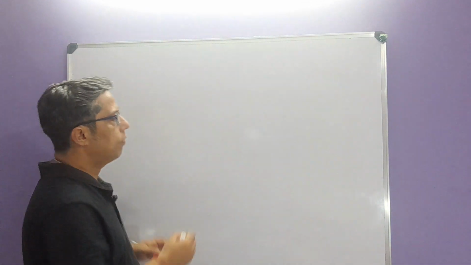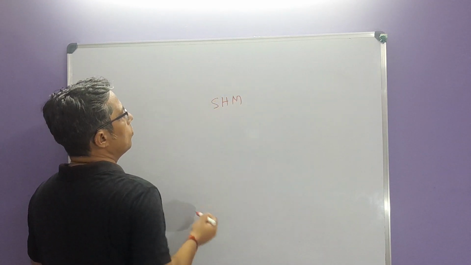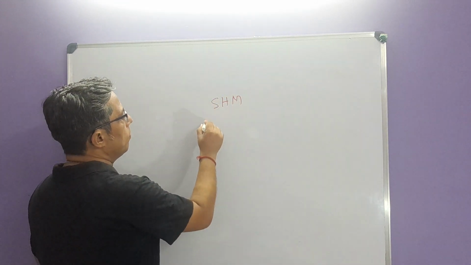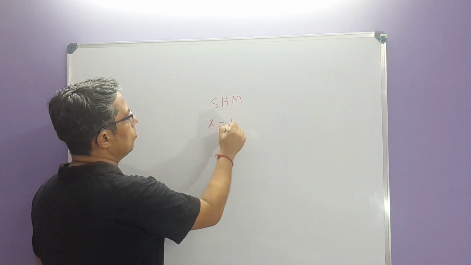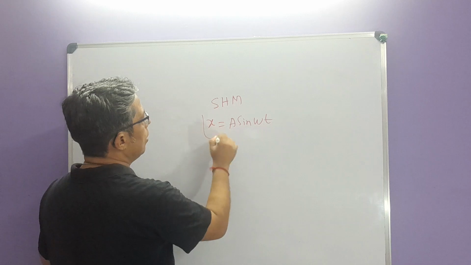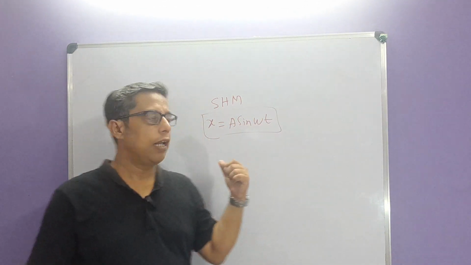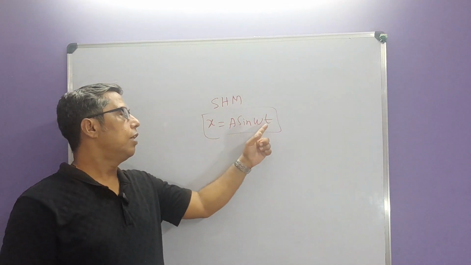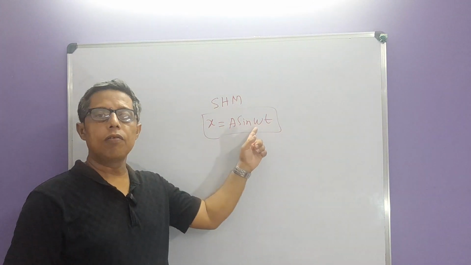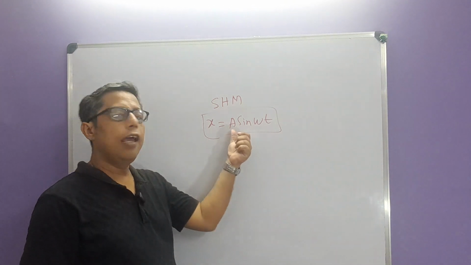You know simple harmonic motion, SHM. In simple harmonic motion, we take the displacement equation as x is equal to a sine omega t. This is a simple harmonic motion equation. x is displacement, t is time, omega is the angular frequency, and a is the amplitude.